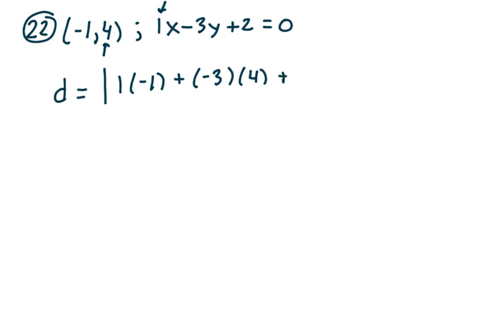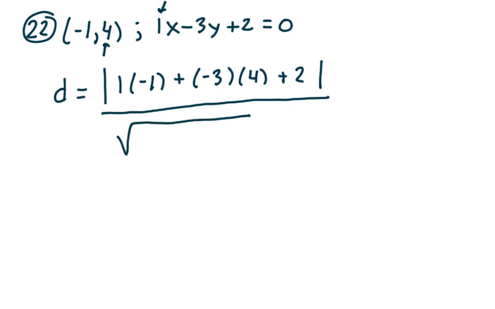And then I add c, and then I'm dividing by the square root of... let me back up. My a is 1, right? So it's the square root of 1 squared plus negative 3 squared. It's the square root of a squared plus b squared. That's where I'm getting that denominator from.